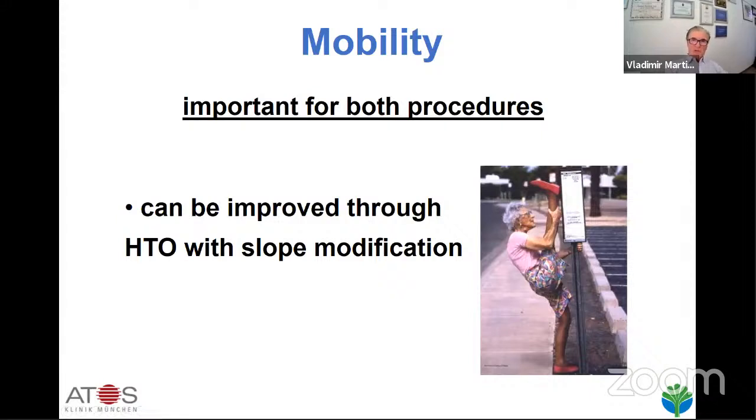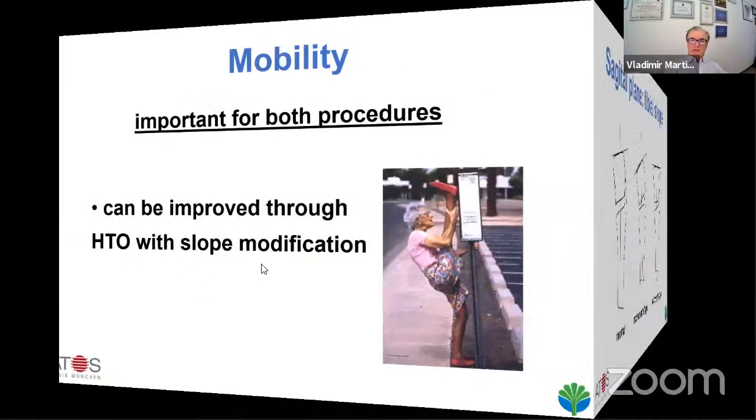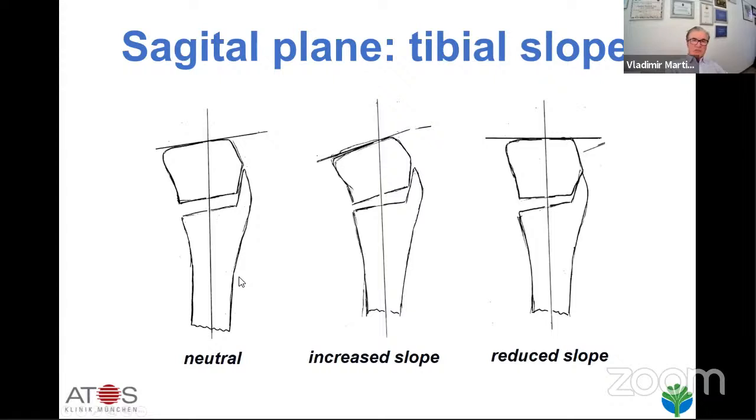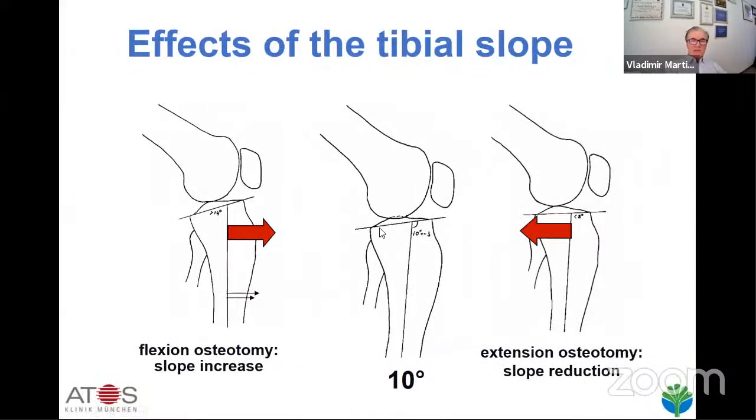Mobility is also one of the very important factors for both procedures. As we know, we can improve mobility, the flexion and extension, with high tibial osteotomy by correcting the slope. These are old slides. Everybody should know them. If we increase the slope, we will get better flexion of the knee joint. If we reduce the slope, we will get better extension. So these are corrections which can be only performed with high tibial osteotomy and not with unicondylar in this dimension.